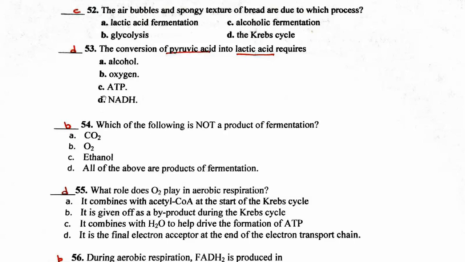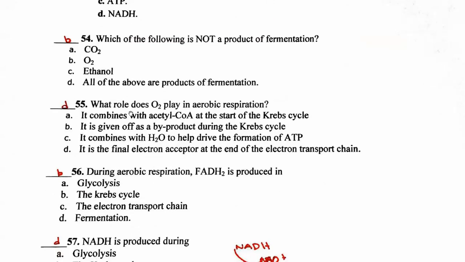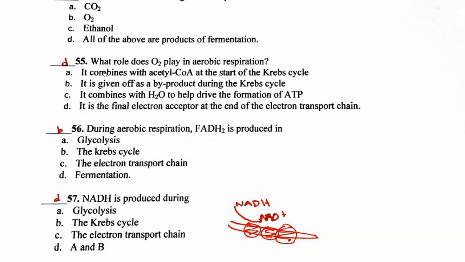It needs NADH, it steals 2 electrons from it, so this becomes NAD+, which then is recycled back into glycolysis. This NAD+ is needed for glycolysis, so we have to get rid of NADH. So that's what lactic acid fermentation uses. Which is not a product of fermentation, oxygen. It's just not. CO2 is produced, ethanol is produced. Oxygen definitely is not. What role does oxygen play in aerobic respiration?